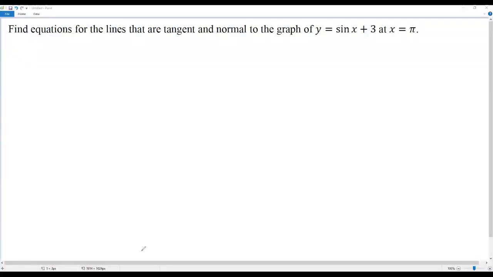Here we have an AP Calculus problem. We have to find the equations for the lines that are tangent or normal to the graph of the function y equals sin x plus 3 at x equals pi. First, let's find the equation of the tangent line.